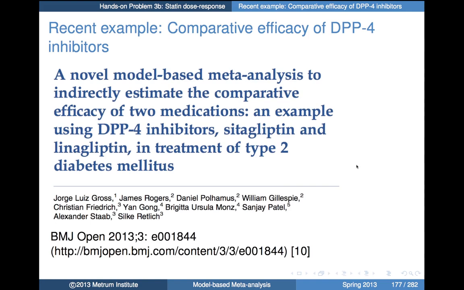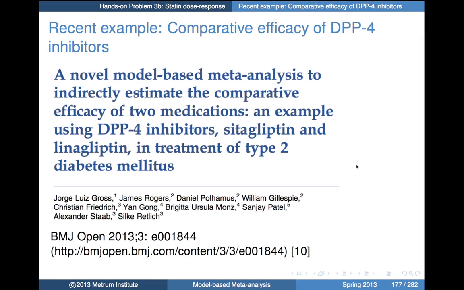What I thought I'd do today is take a look at a recent example that we had worked on with some colleagues at Boehringer Ingelheim, where we ended up doing some model-based meta-analysis comparing a couple of DPP-4 inhibitors, namely sitagliptin and linagliptin, using model-based meta-analysis.